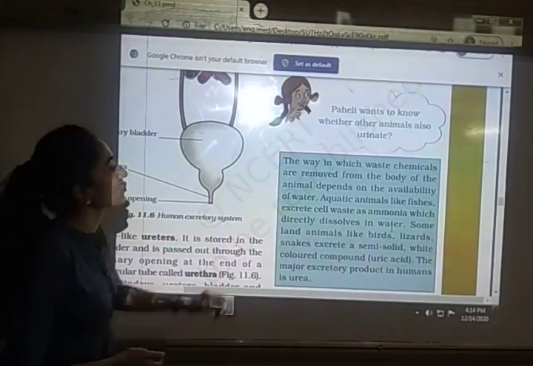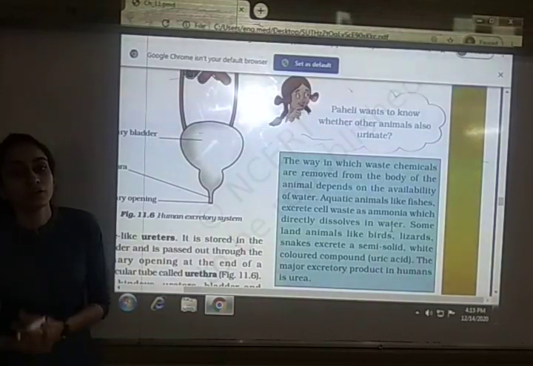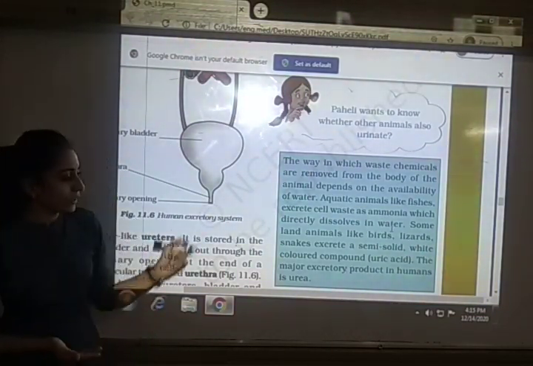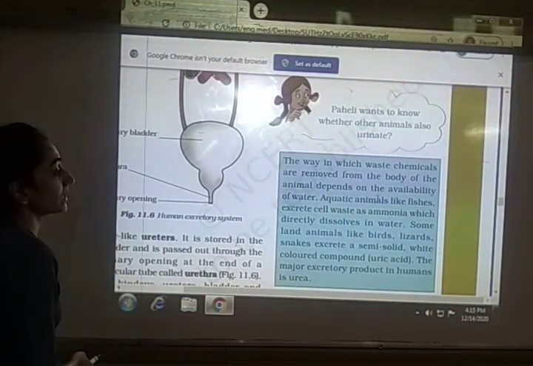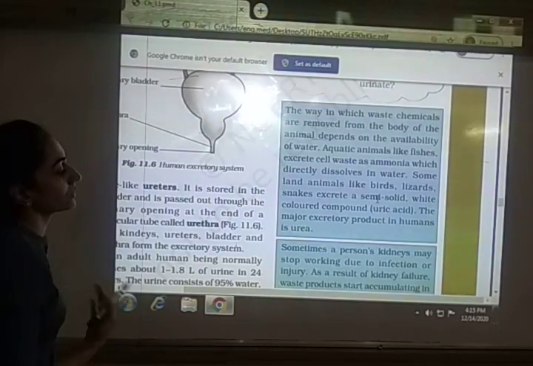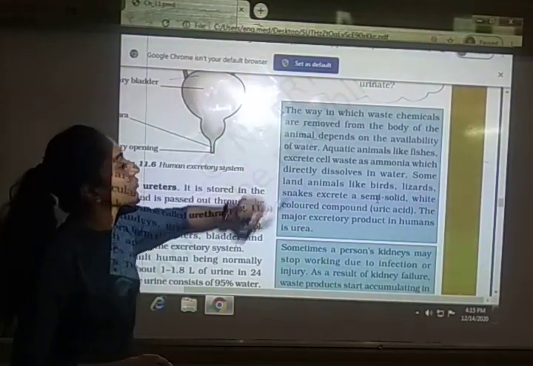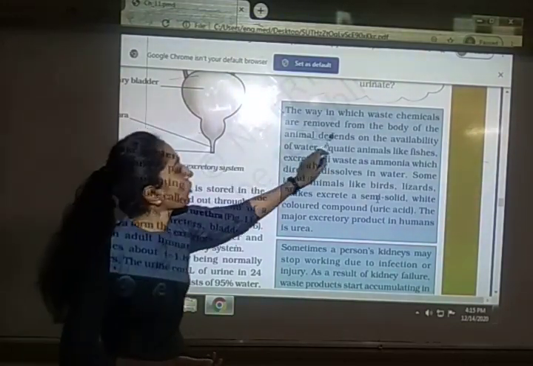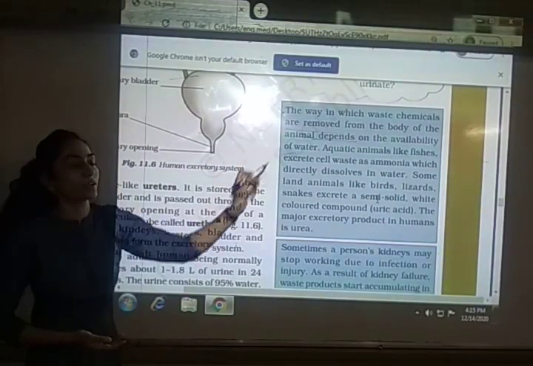Now Paheli wants to know whether other animals also urinate. Yes, like human beings, other animals and birds also urinate. Here the fact is given to you of how, and in what form, they remove waste from their body. The way in which waste chemicals are removed from the body of animals depends on the availability of water.